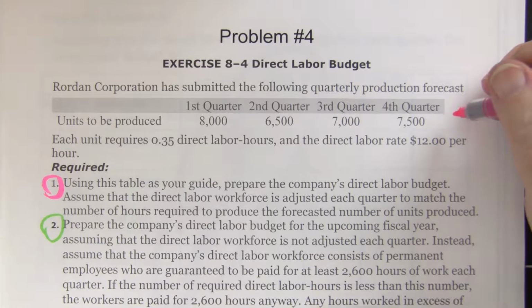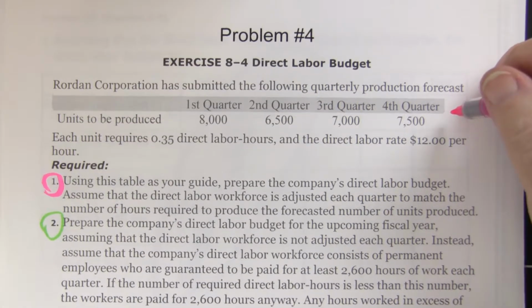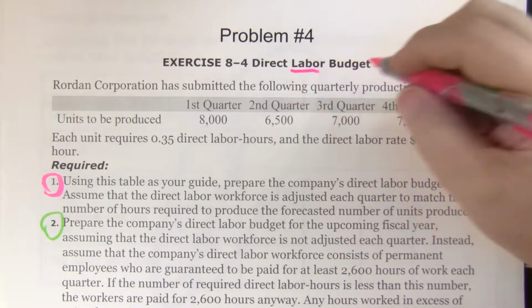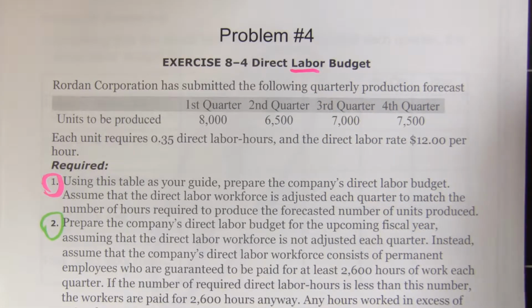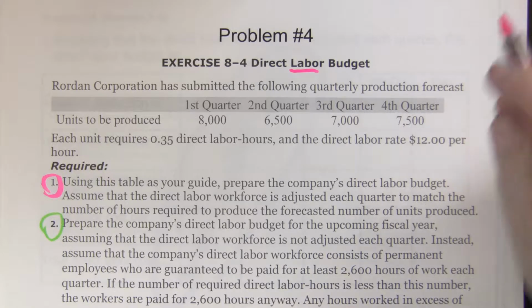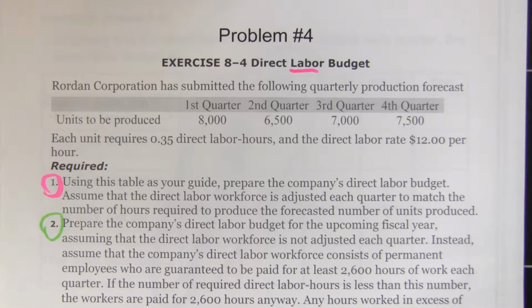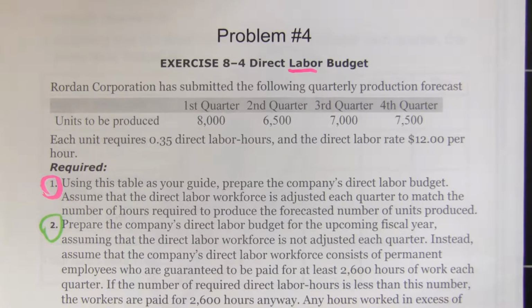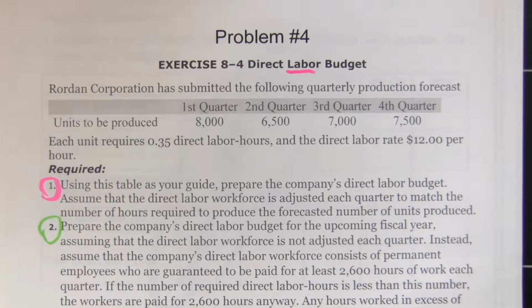This is their information. Now keep in mind that this is for labor. This is problem 4 on Connect, exercise 4 in your text. This is for labor. So you can't have any ending inventory or beginning inventory of labor. Labor is an instantaneous commodity. You use it as you buy it and then it's gone.